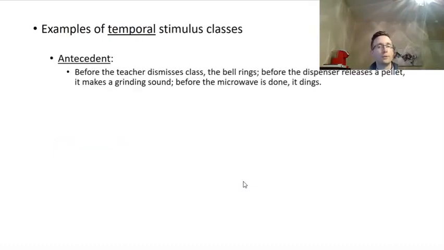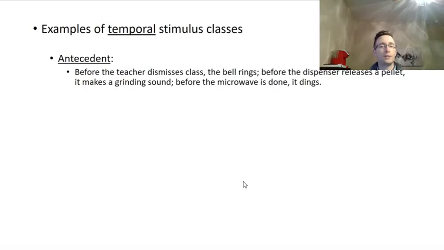Okay, so formal stimulus classes. Examples of temporal stimulus classes. An antecedent. Antecedent is a stimulus that occurs before a response occurs or before behavior occurs. So before the teacher dismisses class, the bell rings. Before the dispenser releases a pellet, it makes a grinding sound. So let me give you some context there.